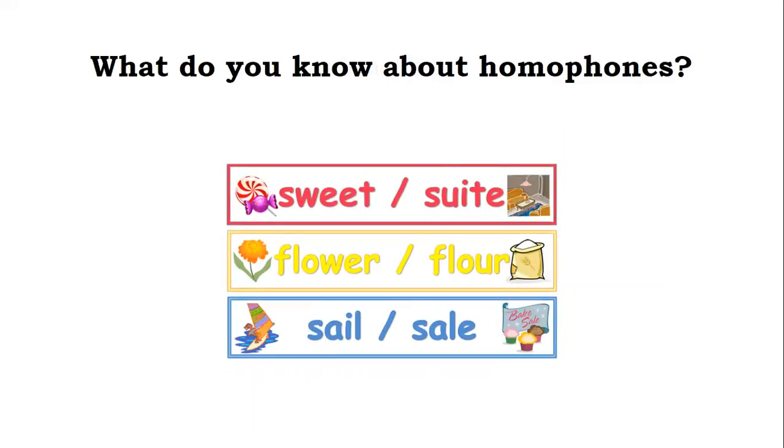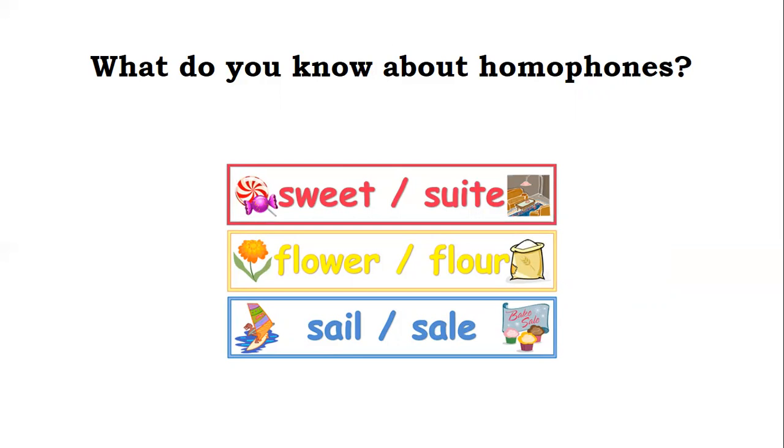Tell me, what do you know about homophones? Okay, boys and girls, let's look at these words. Sweet and suite, flower and flour, sail and sale. Yes, they all do sound the same, but these words are really different. The first set of words, like sweet and suite: sweet can mean that something tastes sweet, but a suite is like a hotel room.